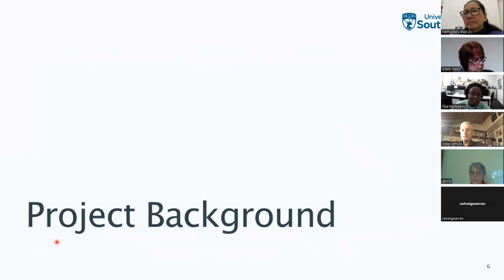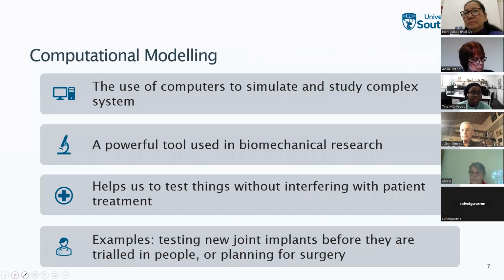Just to give some background, I did mention computational modeling, or computational medicine, at the start. It's using computers to simulate and study complex systems. This is used widely across the biomechanical research field, and it helps us to test certain aspects of a system without actually interfering with a patient's treatment. So it's trying to simulate and understand what would be happening in the body before actually cutting anybody up, or trying to understand what's going on at the smaller microscopic level.